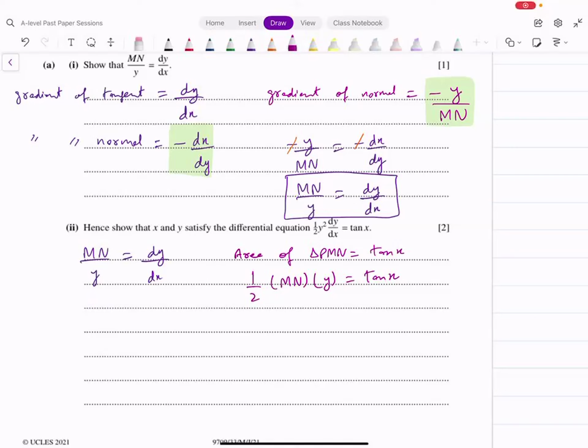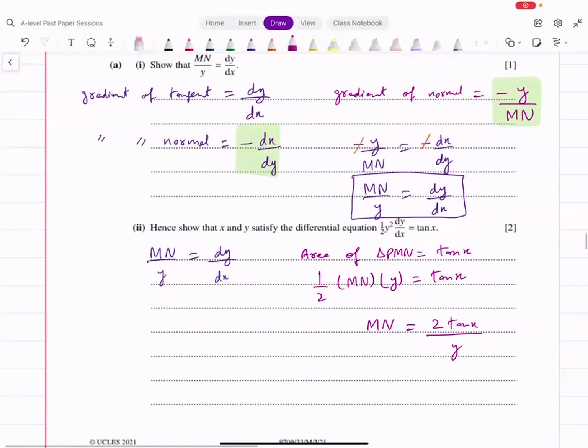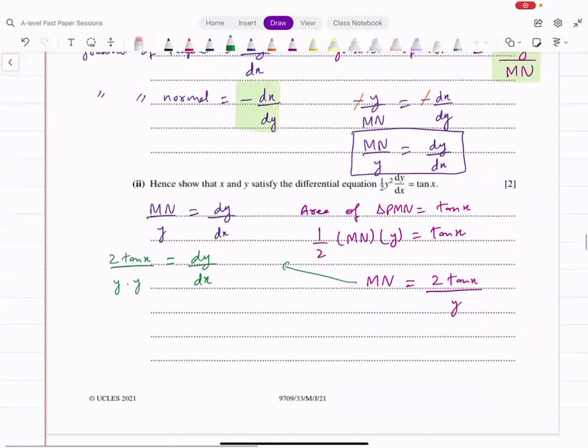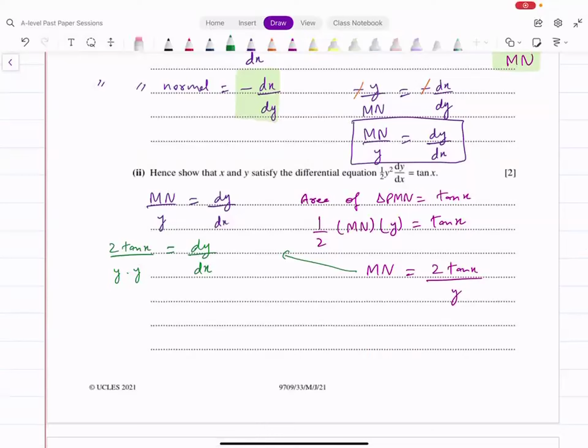अच्छा लेट्स मैं राइट वाले पे mn को सब्जेक्ट बना देता हूँ. I get 2 tan x over y. And now let's input that in the first equation. इसको यहाँ पे जाके input कर दें. We get 2 tan x over y. और ये पहले से एक y है. So it's going to be y into y. On the other side I've got dy over dx. Now I can make tan x the subject.